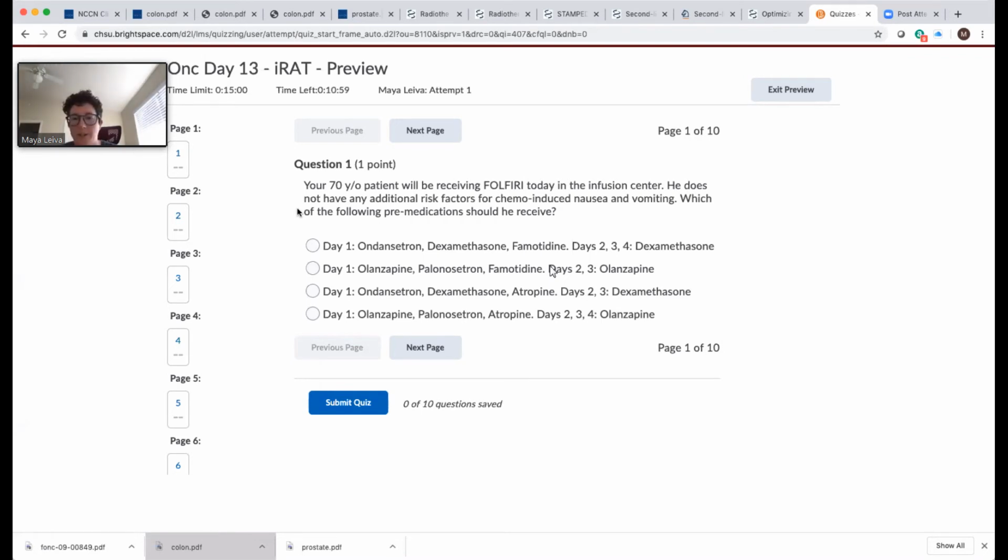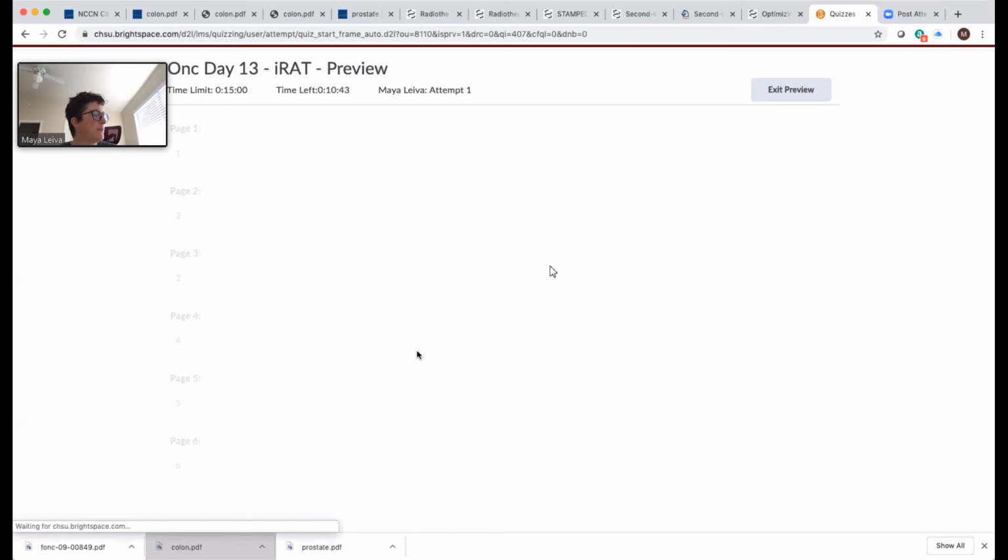And incidentally, what is irinotecan's mechanism of action? Does anybody remember? Topo-1 inhibitor. That's right. Exactly. Nice. You guys are kicking ass, man. I'm impressed. All right. Next page, if it'll let me.